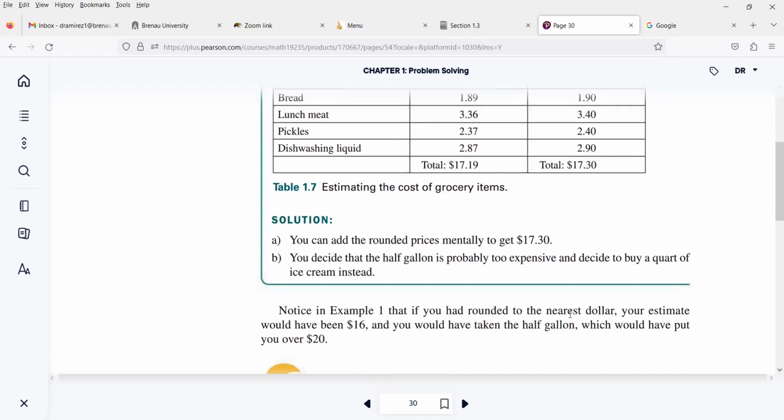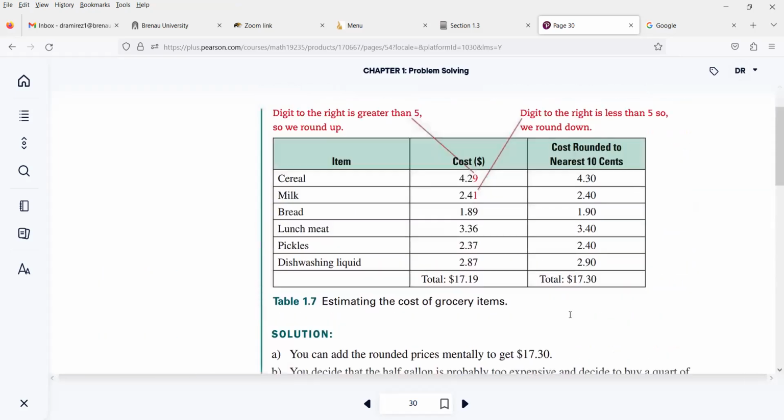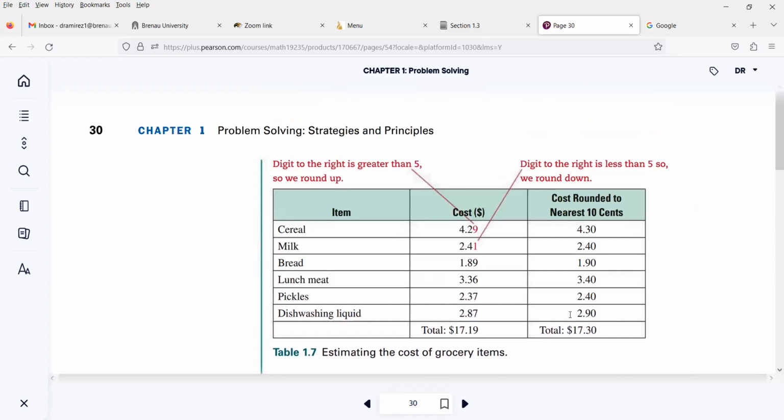Notice that in the last example, if you had rounded to the nearest dollar, your estimate would have been 16, and you would have taken the half gallon, which would have put you over 20. That's why they rounded to the nearest 10 cents.